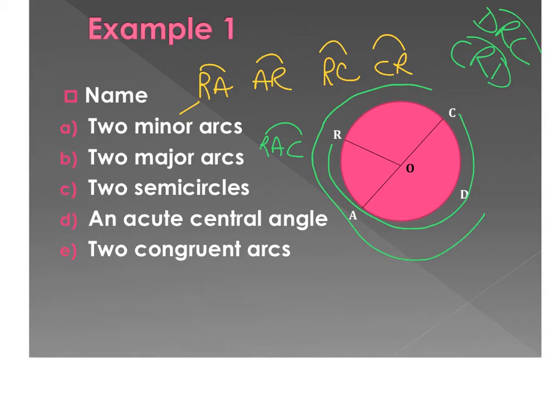Can someone name a semicircle? Gabby. ARC. Good. ARC could be the semicircle. Can somebody name another one? CDA. Okay. CDA. Good. Gabby, you have another one? DAR. DAR?